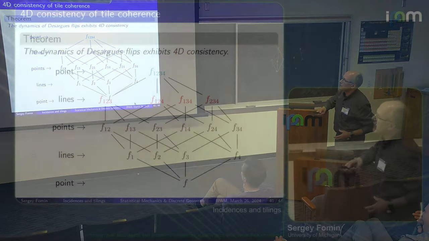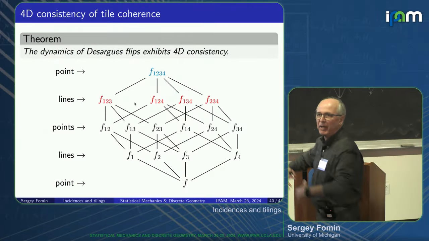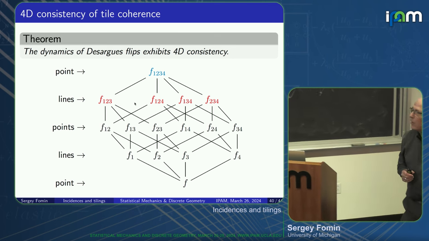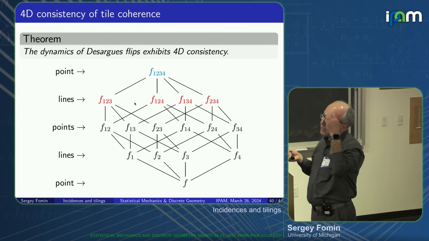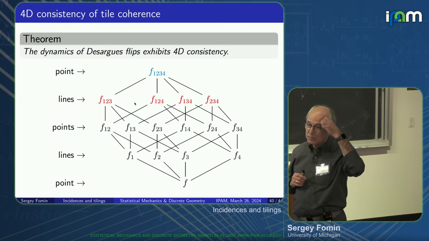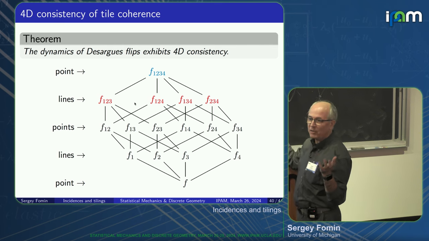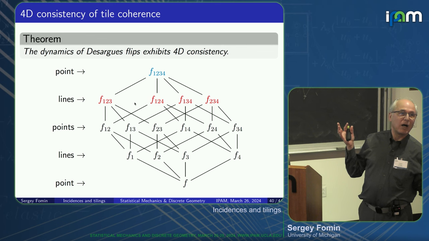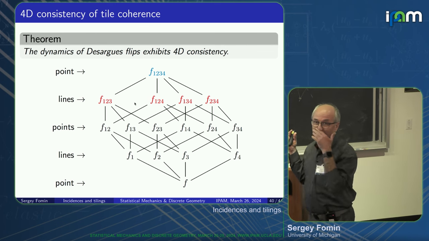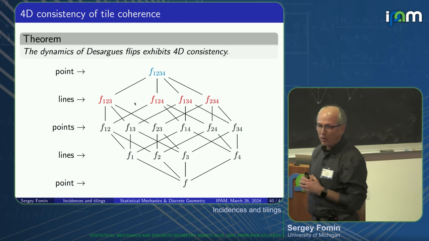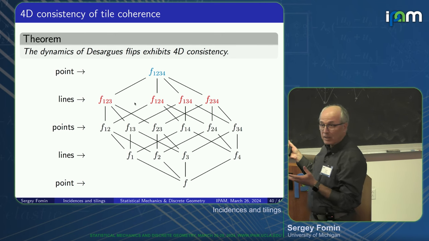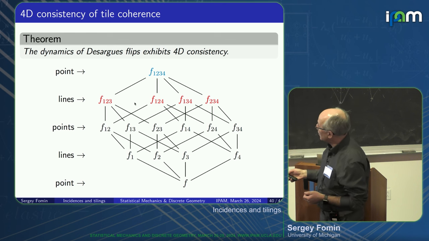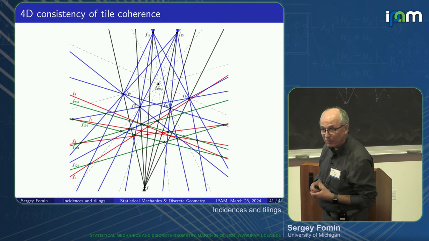So this gives us a dynamics we can propagate. And a theorem that we proved is that this dynamics exhibits 4D consistency. We wouldn't have even thought of asking this question if not for your book, because how would one even think about it in those terms? And this indeed corresponds to some incidence theorems, which is shown on the next slide.